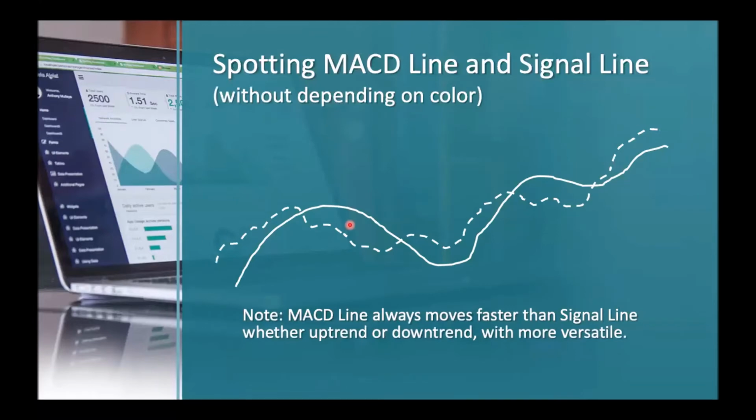Okay. Now, sometimes we don't depend on color. See how we can spot the MACD, the faster line, over the signal line. The MACD line always moves faster than the signal line, whether in an uptrend or downtrend. I mean, when we go up, it's on top. When we go down, it goes down first. So this dotted one is the faster line. So when you see this line crossing the slower line.